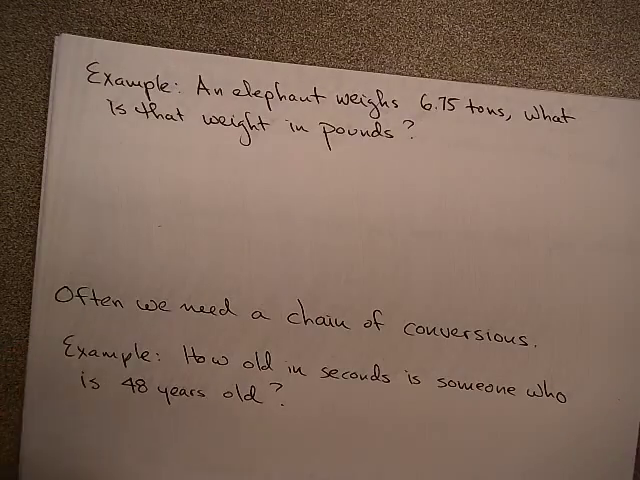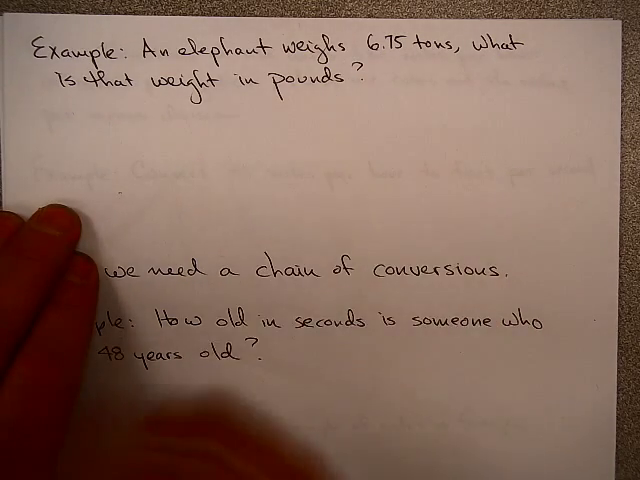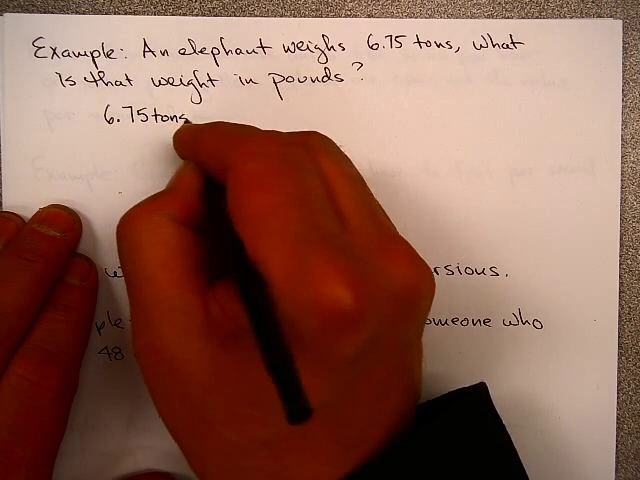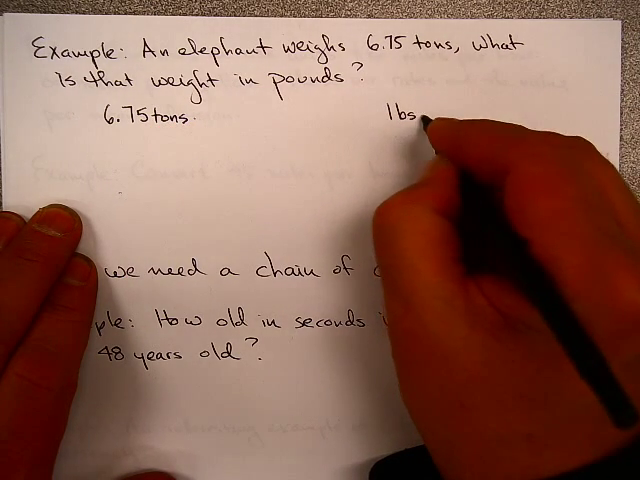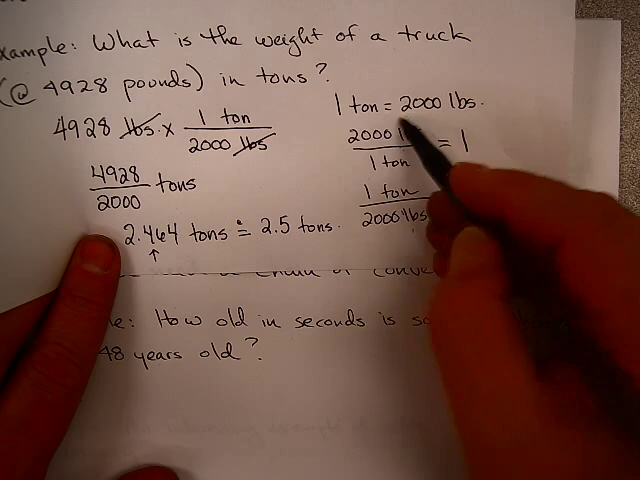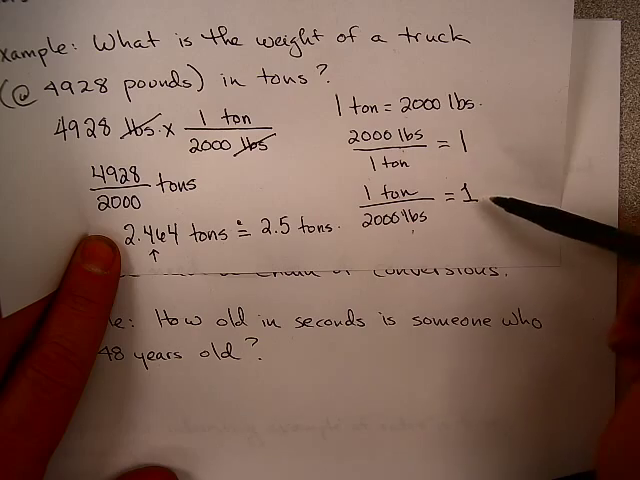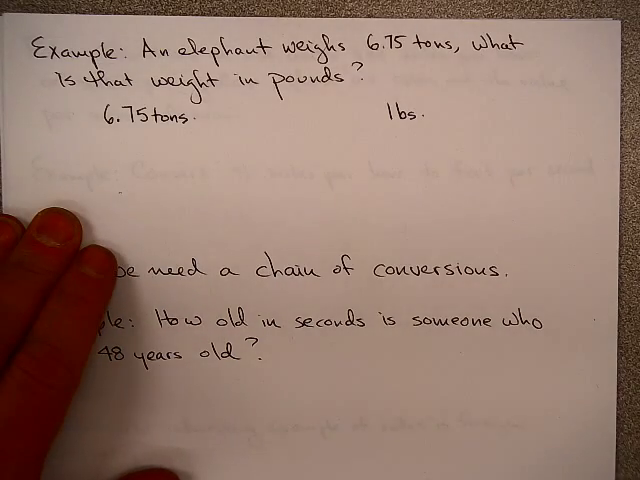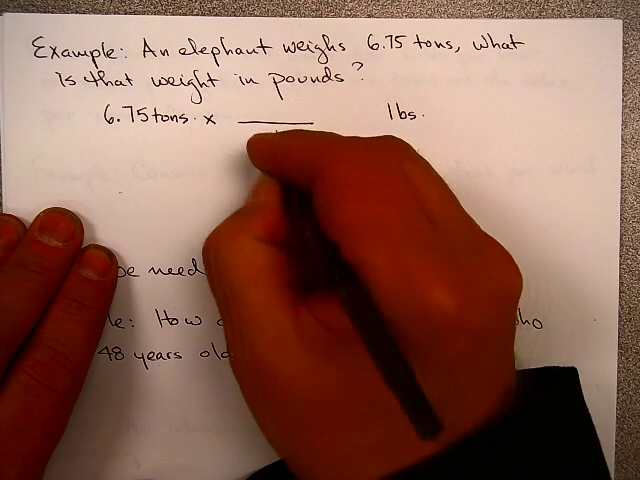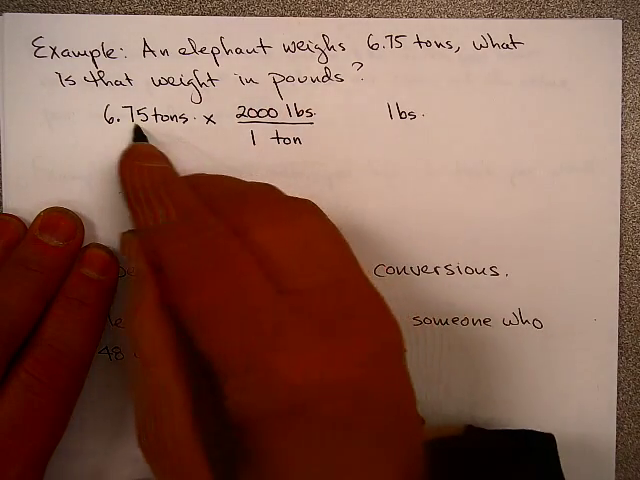Let's do a few more problems. An elephant weighs 6.75 tons. What is that weight in pounds? So I want to start with 6.75 tons, and I know I want pounds. So I'm going back to that conversion factor we had before, which was 1 ton is 2,000 pounds, or 2,000 pounds over 1 ton, or 1 ton over 2,000 pounds, both equal 1. So this time, I want to get rid of tons, so tons is in the bottom, and pounds are on the top.